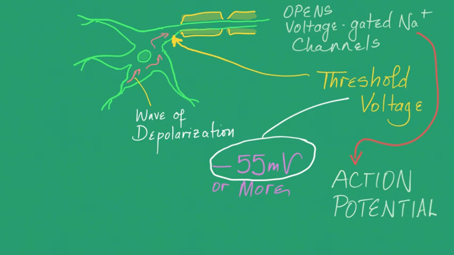You want to imagine voltage gated sodium channels to be like motion sensors, those sliding doors that we see. When they sense motion or movement, they automatically open. And the location for triggering an action potential is the axon hillock.